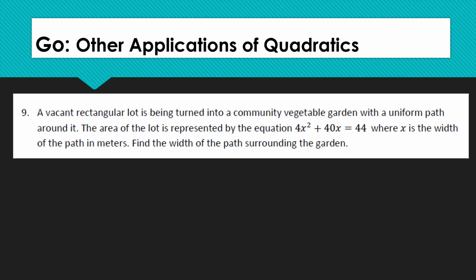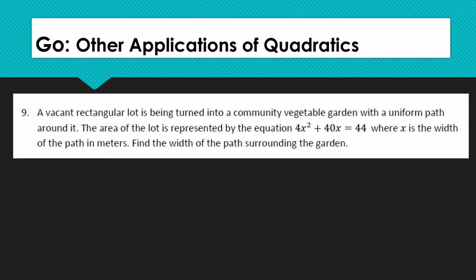In the Go section, we're going to be solving word problems that involve quadratics. So these are real-world applications of quadratics. In the example in the video, we're starting with a rectangular vacant lot, which is going to be turned into a community vegetable garden. The vegetable garden is going to have a uniform path around it, meaning that the path is going to extend out from the vegetable garden on all four sides equally.